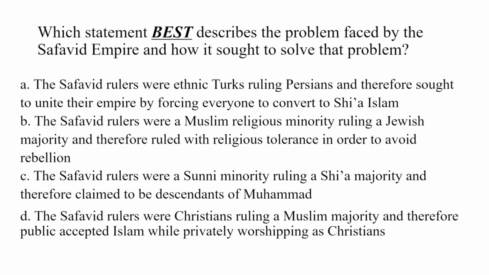So we have another question. Remember, if you get this right, gain a victory point. Which statement best describes the problem faced by the Safavid Empire and how it sought to solve that problem? A, the Safavid rulers were ethnic Turks ruling Persians and therefore sought to unite their empires by forcing everyone to convert to Shia Islam. B, the Safavid rulers were a Muslim religious minority ruling a Jewish majority and therefore ruled with religious tolerance in order to avoid rebellion. C, the Safavid rulers were a Sunni minority ruling a Shia majority and therefore claimed to be descendants of Muhammad. Or D, the Safavid rulers were Christians ruling a Muslim majority and therefore publicly accepted Islam while privately worshipping as Christians.